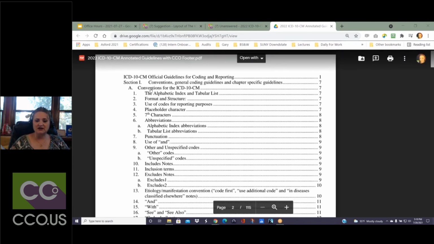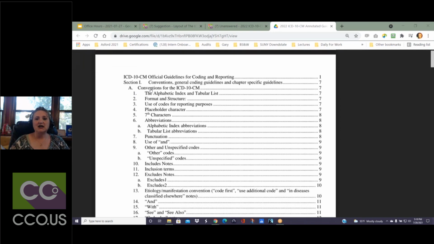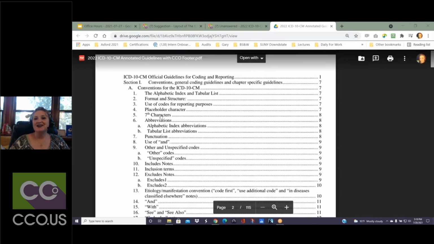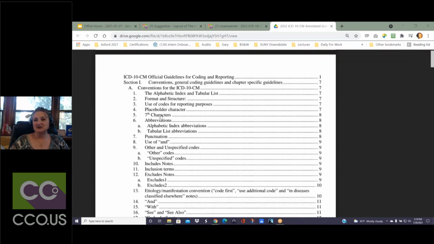First, we have the conventions. And ultimately, that is how to use your manual. What do the icons stand for? What is the purpose of the codes themselves? And look here, the seventh character. When you get to the seventh character, especially things like fractures, we're using those to state whether it's a current fracture or if the fracture is healing, a non-union, etc.